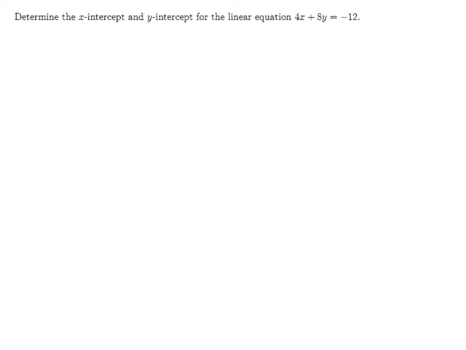We know that the x-intercept occurs where a linear function intersects the x-axis. So that x-intercept is going to occur where y equals 0. To solve it algebraically, we'll take our equation 4x plus 8y equals negative 12 and replace y with 0. So I have 4x plus 8, and instead of y I'm going to put in 0, and that's all equal to negative 12.